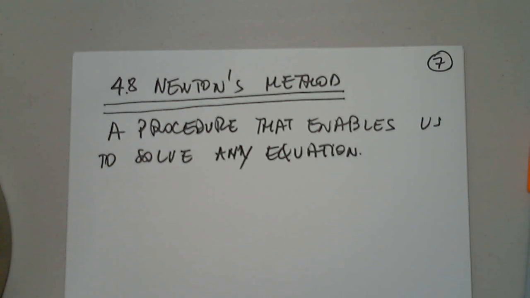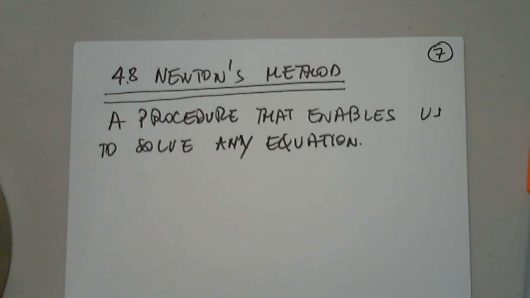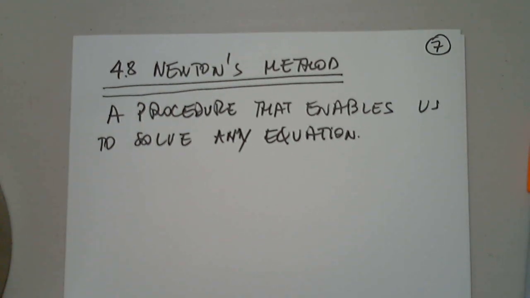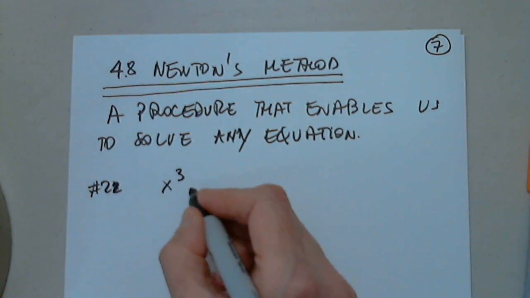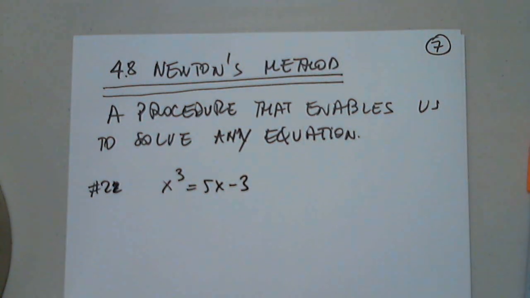No one can solve this by hand. These are impossible by hand. So let's choose one. Would you like the arctangent or something else? You choose. I will explain the method after we choose the example, any example. Anyone? 22. Okay, 22. 22 is x cubed equals 5x minus 3. Perfect.